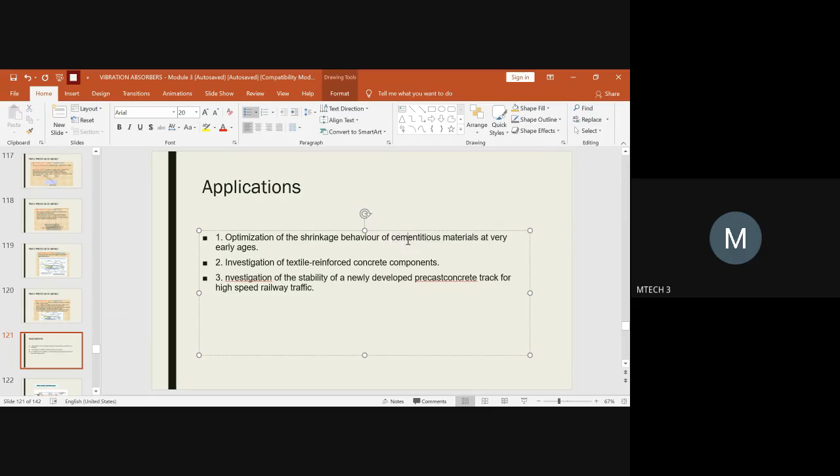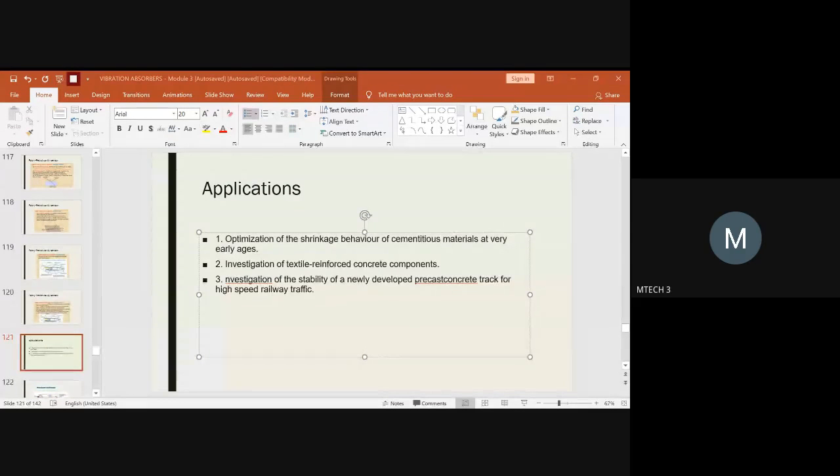Cementitious materials, what do you mean by it? Have you heard about this material before? Hello? Have you heard about this material before? I need a reply. Are you people there? Any guesses? No. No. Have you heard about the word cement at least?